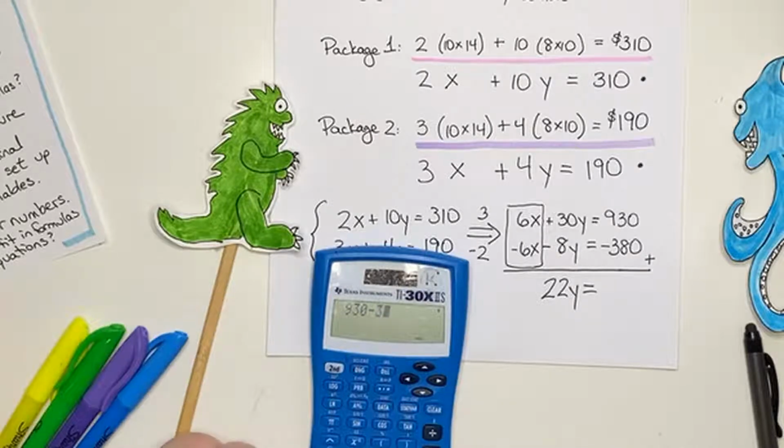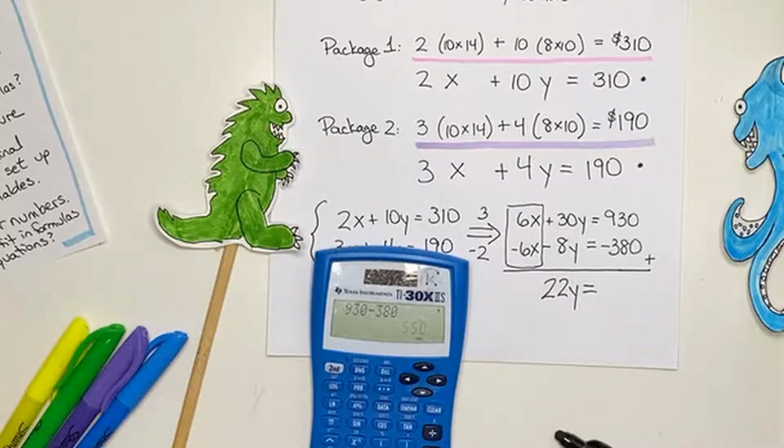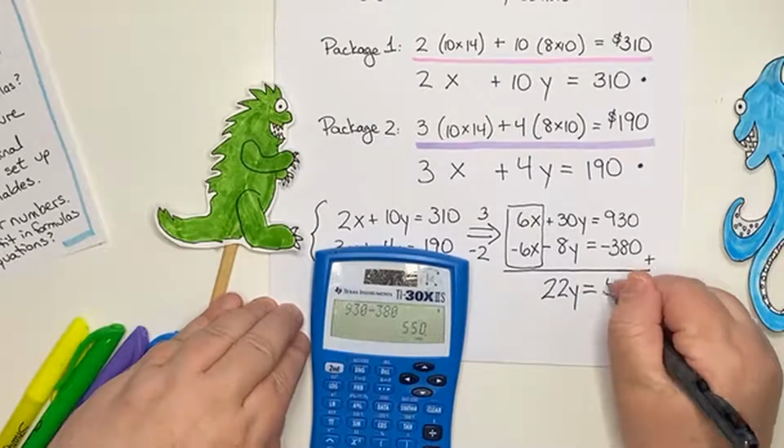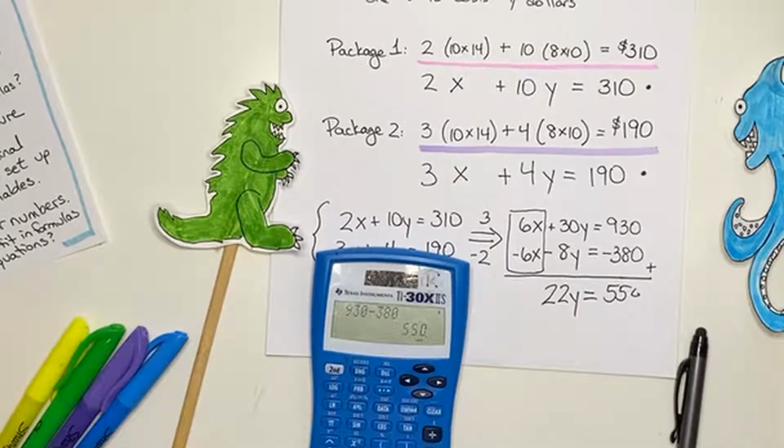So I think, what is my prediction? I think it's going to be 550. Oh my gosh, it's 550. Yay!